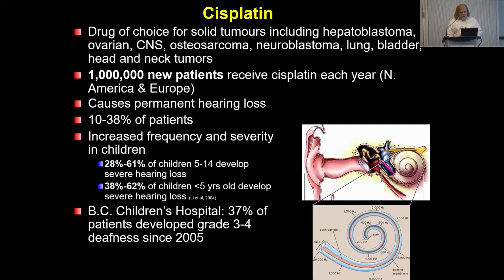More of those children who are younger develop severe hearing loss, so there seems to be an age or a concentration dependency here. At the British Columbia Children's Hospital, almost 40% of our patients have developed CTCAE, common terminology criteria for adverse events, grade 3 or 4 hearing loss since 2005. That would be the need for hearing aids or cochlear implants. This is very standard at most institutions. We all use the same protocols for treatment, so I wouldn't expect that to be much different between the centers.